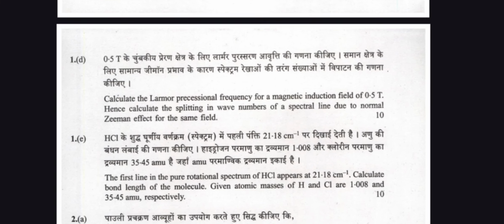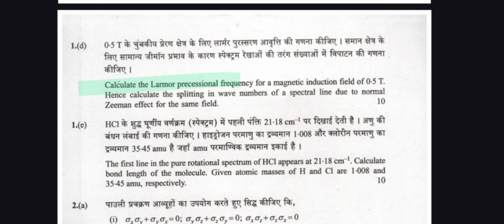And question number 1d is here. Calculate the Larmor precessional frequency for a magnetic induction field of 0.5 T. Hence, calculate the splitting in wave numbers of the expected line due to the normal Zeeman effect for the same field. Question number 1e: the first line in the pure rotational spectra of HCl appears at 21.18 cm. Calculate the bond length of the molecule.